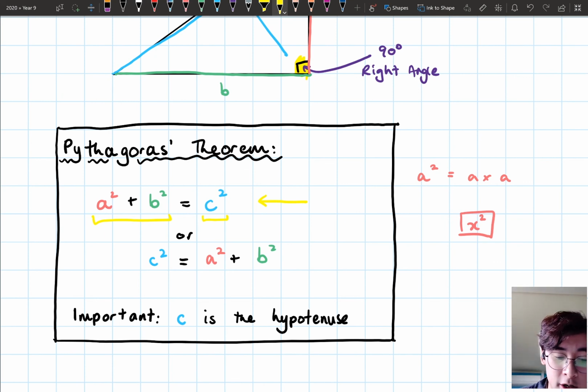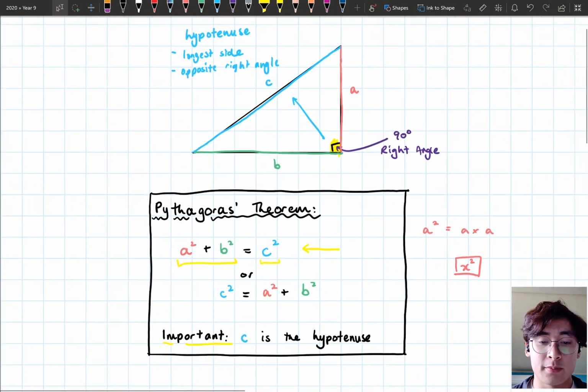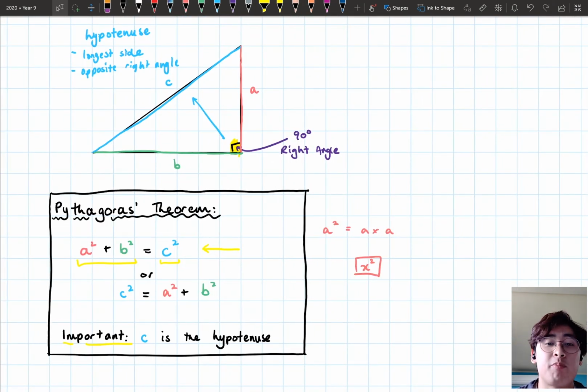I've also written an important note at the bottom that you need to be really careful with. You need to make sure that C is the length of your hypotenuse. So Pythagoras' theorem tells me that if I square the two lengths of the shorter sides and add them together, that's going to give me the square of the longer side.